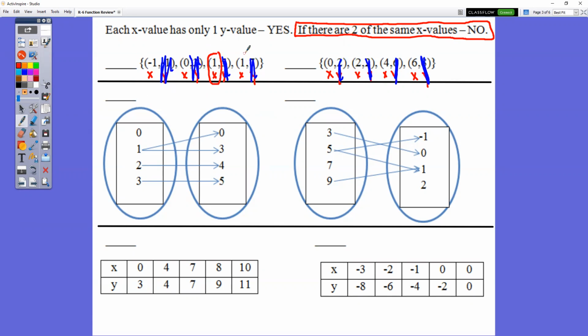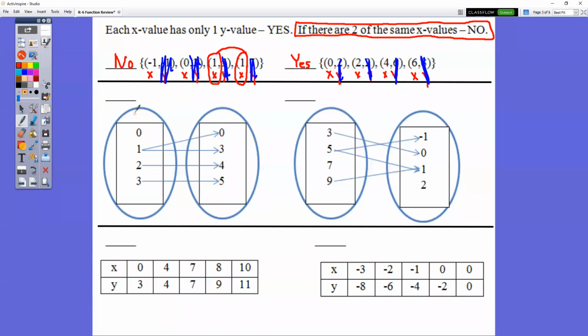Here you have an x value of 1. Here you have an x value of 1. Because we have both x values being the same, this one is a no. In this one, we have 0, 2, 4, and 6. All of them are different. So this one is a yes.